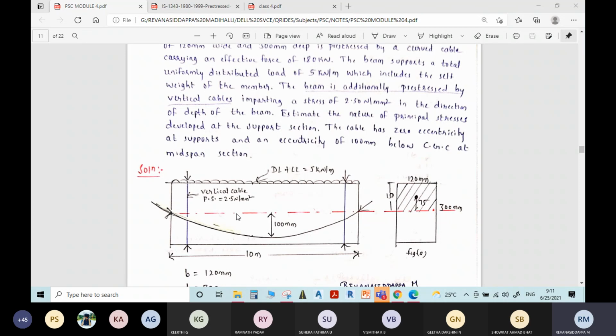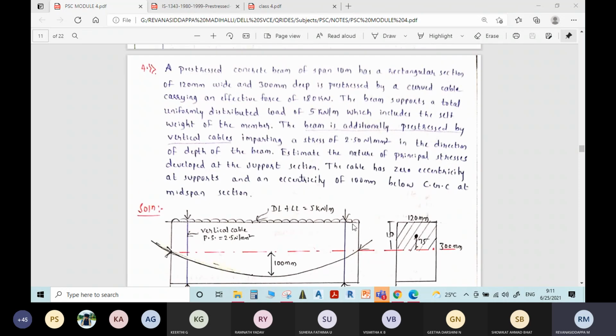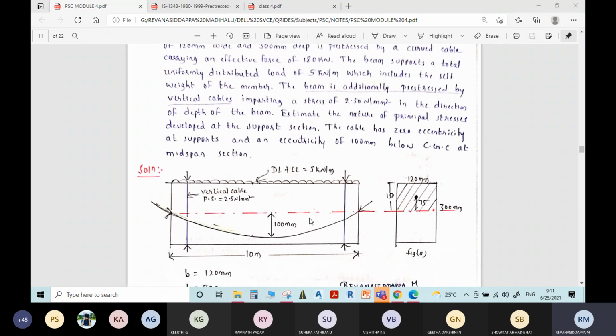So for the data given, I have written the figure. You also write it. You write cross section of the beam and sectional elevation, cable you show, and loading also is shown, and vertical pre-stress is also shown here. It is given in the problem. Vertical pre-stress it is 2.5 Newton per mm square.